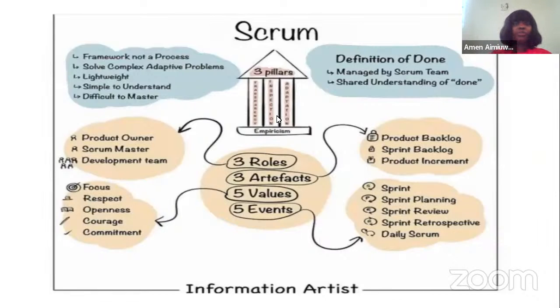So I'm just going to briefly remind us of what I've been saying so far. Scrum is a lightweight framework used to manage complex projects. We have three pillars in Scrum: transparency, inspection, and adaptation. And Scrum is based on empiricism and lean thinking. Then we have three roles in Scrum: product owner, Scrum Master, and developers. The values of Scrum are focus, respect, openness, courage, and commitment. The events are sprint planning, sprint review, sprint retrospective, and daily Scrum. Then the artifacts are the product backlog, sprint backlog, and the product increment.